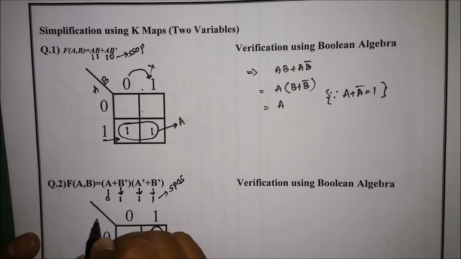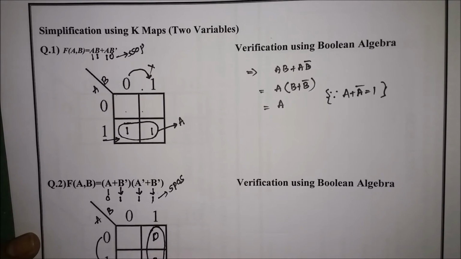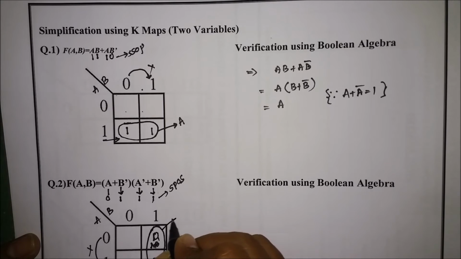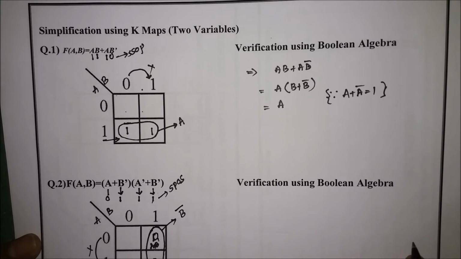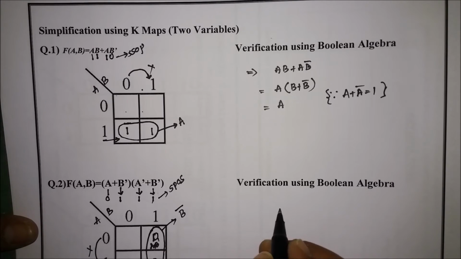Now the a value is changing from 0 to 1 when it is in the vertical direction. As we know the terms, the first term we have here is a plus b bar, and here it is a bar plus b bar. Now observe here that b bar is common, a is changing from 0 to 1, so a is eliminated and my b value is constant, b equals 0, so my answer is b bar itself. Now let us see the cross verification of this one.